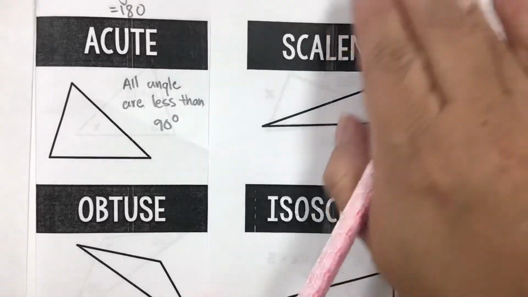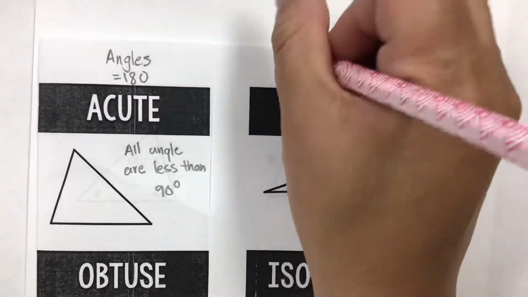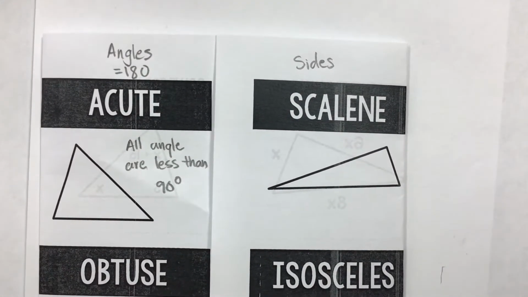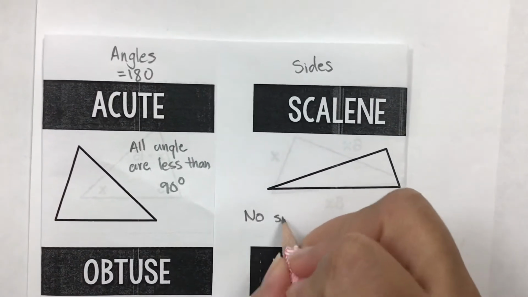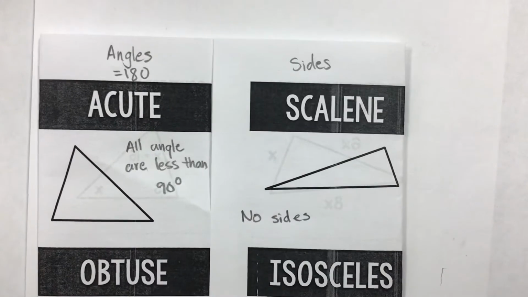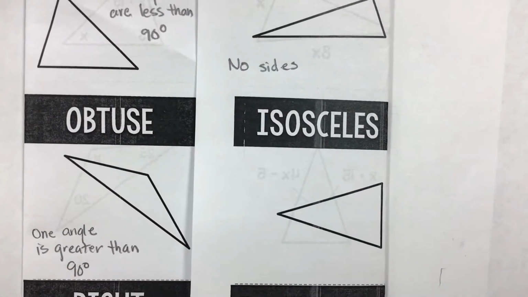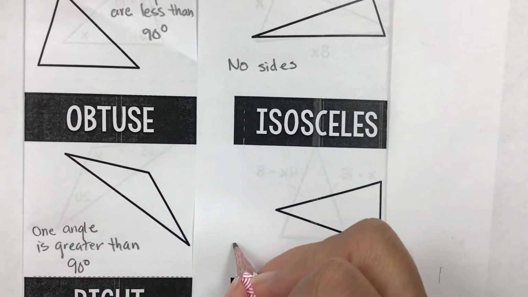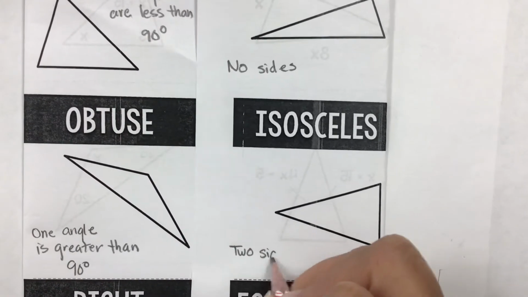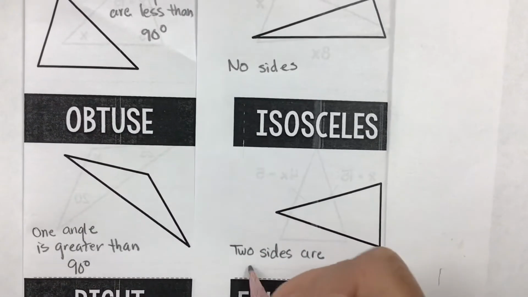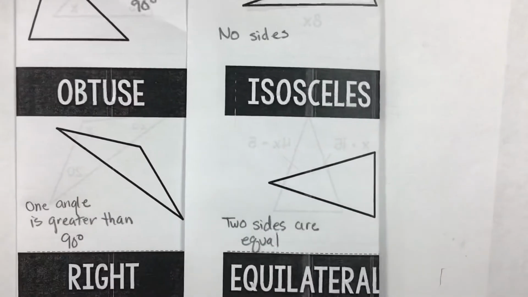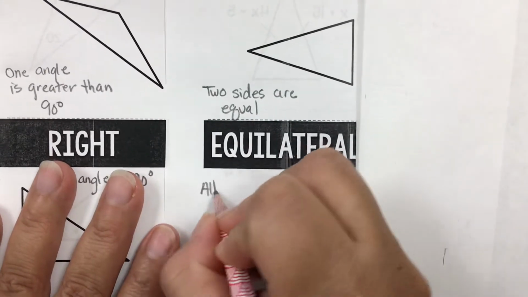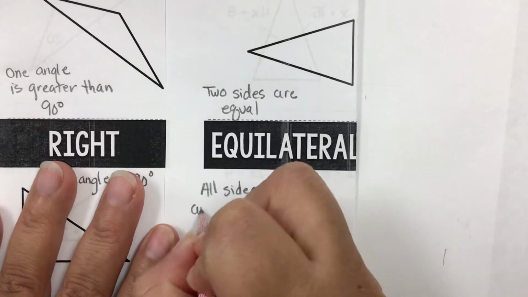On this side, we have classification by sides. Scalene means that no sides are equal. Isosceles, the definition says that at least two sides are equal, but we're just going to go with two sides are equal, because when all three sides are equal, we're going to call it an equilateral. All sides are equal.